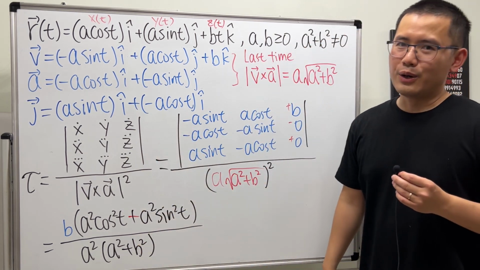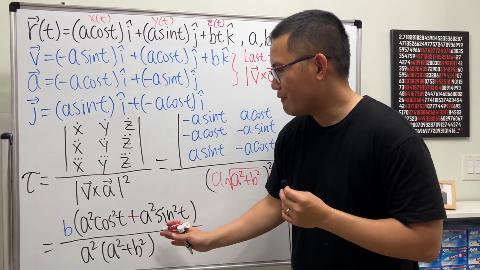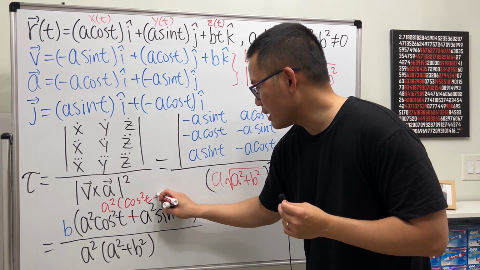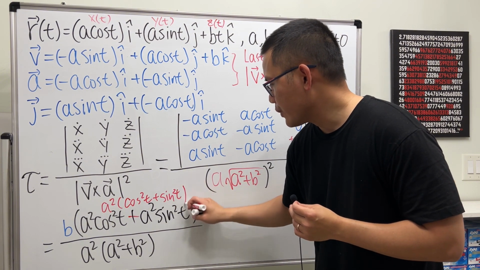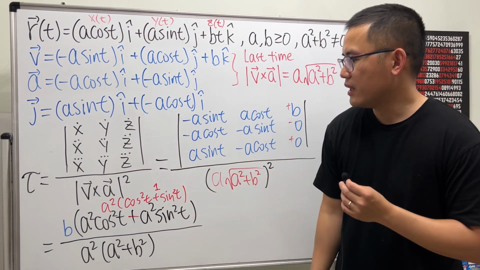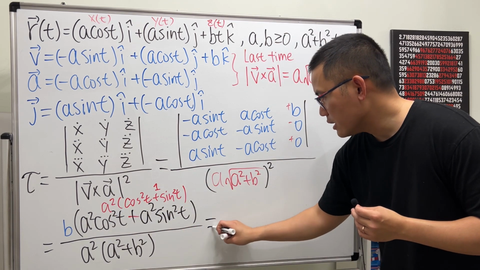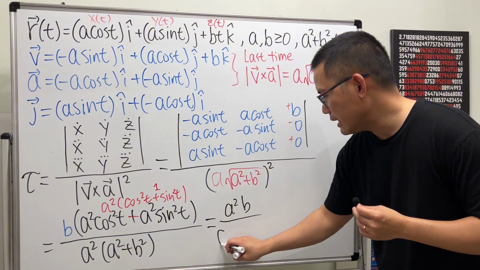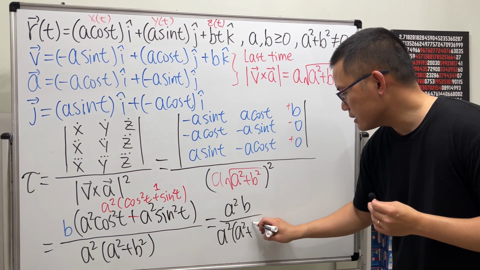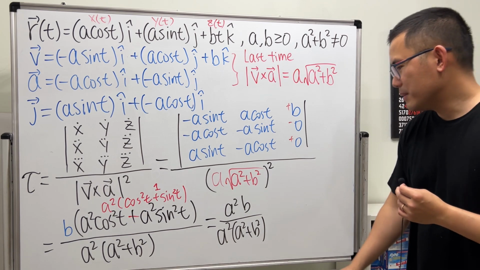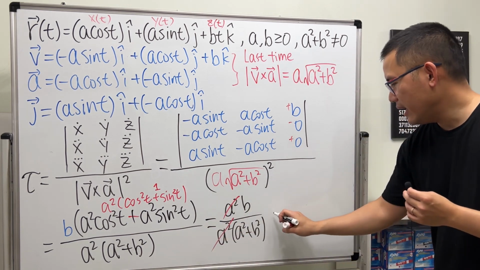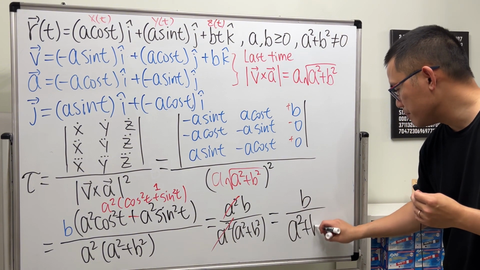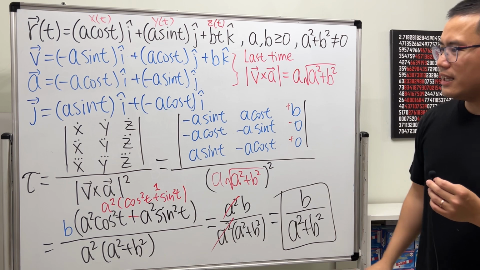And you know we are going to see our good friend, right? On the top, we can factor out the a squared, and we get cosine squared t plus sine squared t, which is the one that we love. So the top is just a squared times b over the bottom is a squared times a squared plus b squared. And ladies and gentlemen, cancel the a squared, and we get the torsion to be b over a squared plus b squared. Which is really nice, right?